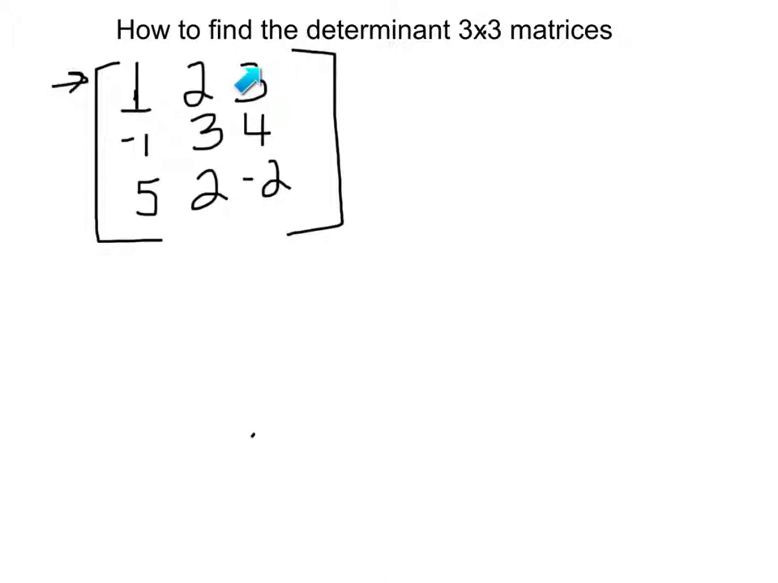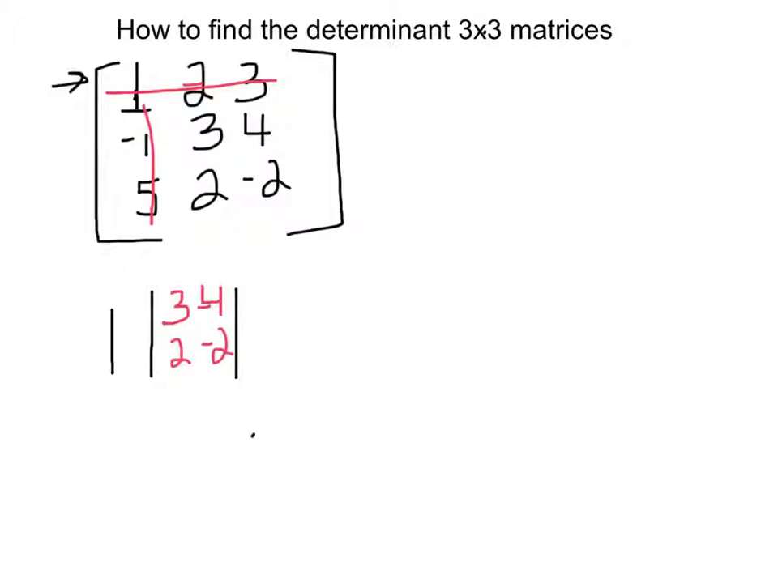So the determinant going across here would be 1 times the 2 by 2 determinant if you were to cross those out. So we'll go ahead, I'll pick a different color here. If you crossed that row out and that column out, 3, 4, 2, negative 2 is your determinant.